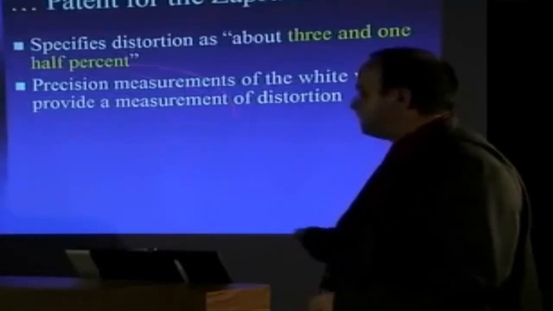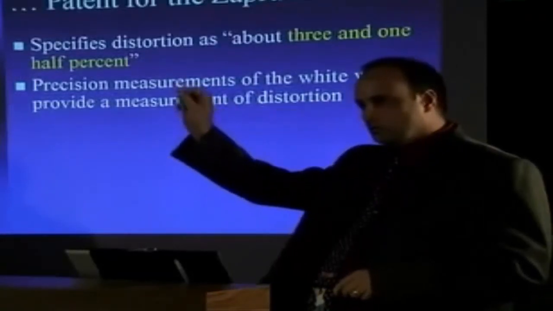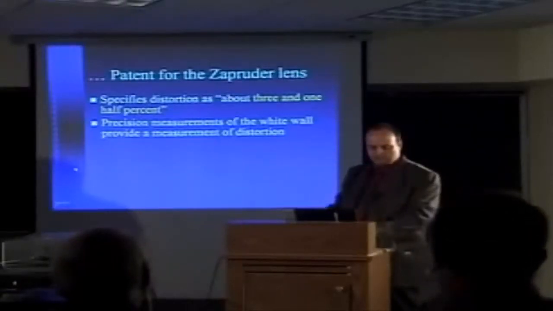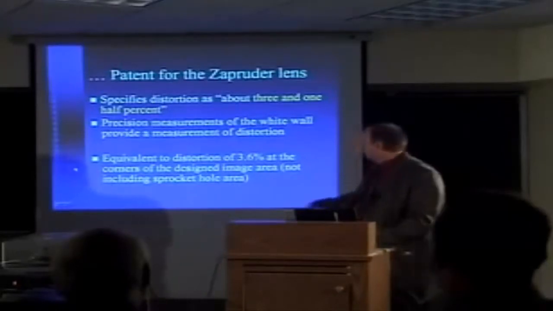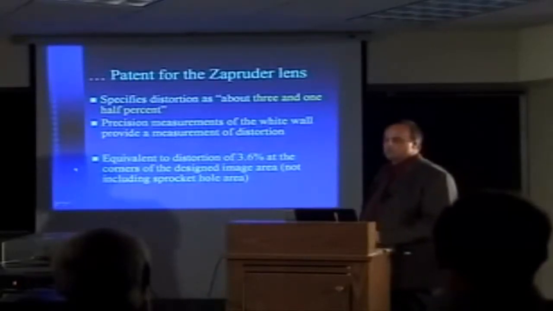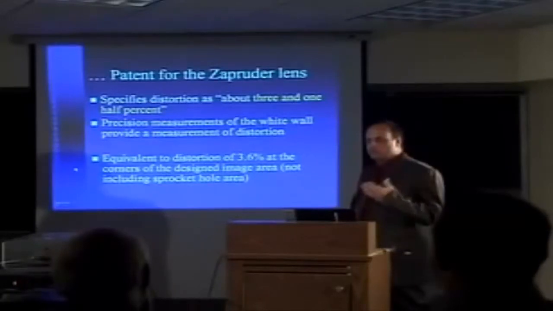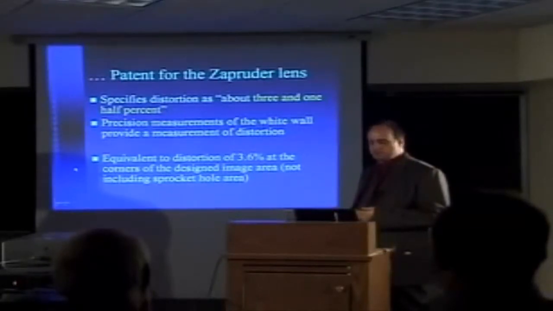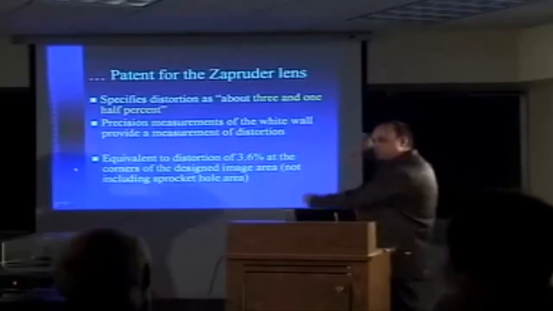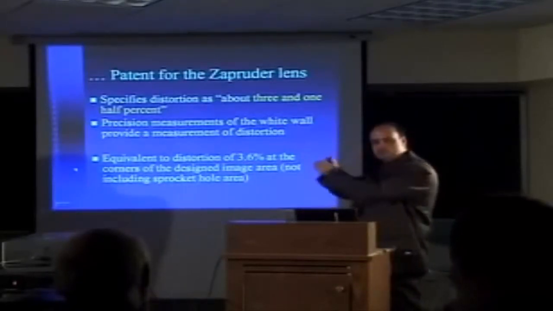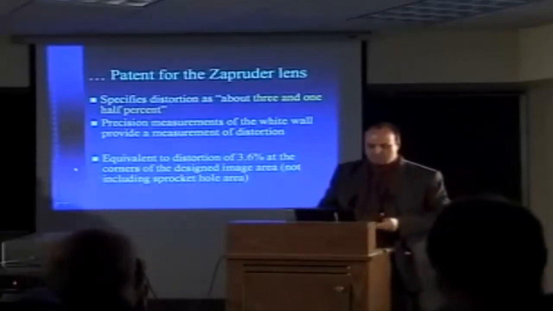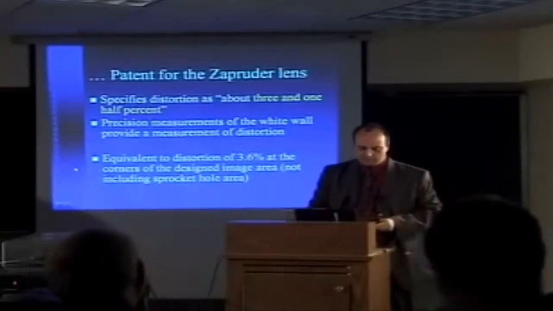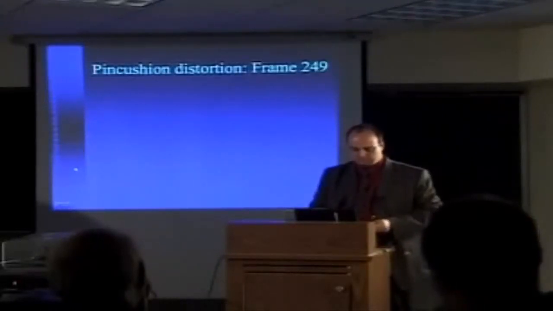So what I did is measured many points along the wall and ground through some mathematical equations, which would probably give you a heart attack, and figured out what this distortion parameter was for the film frames that I had. And it was equivalent to 3.6% at the corners of the frame as it was designed, not in the sprocket hole, because that wasn't. 3.6%, so that seemed to be consistent with the patent, and suggested that we had a good understanding of the distortion.